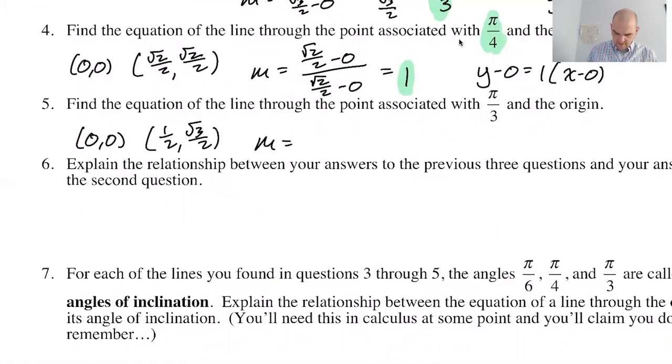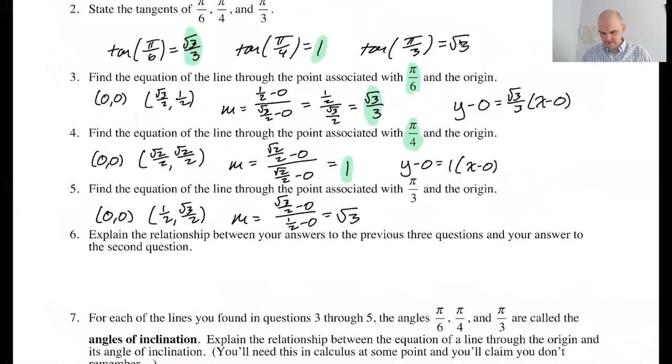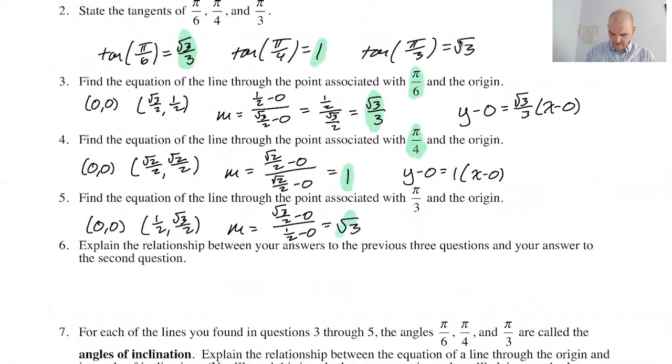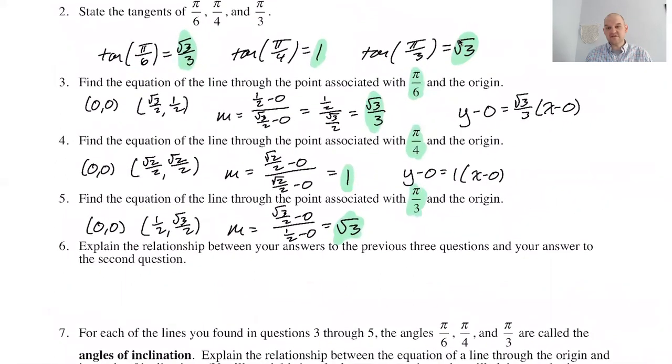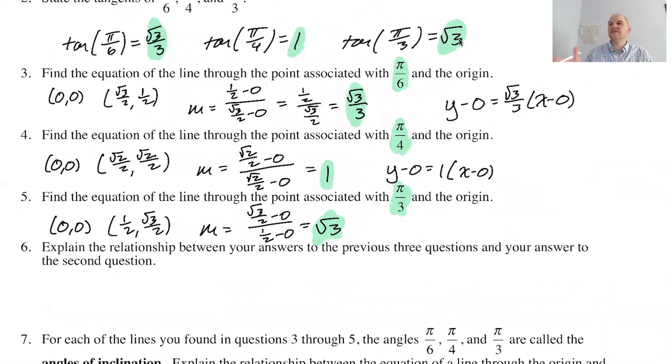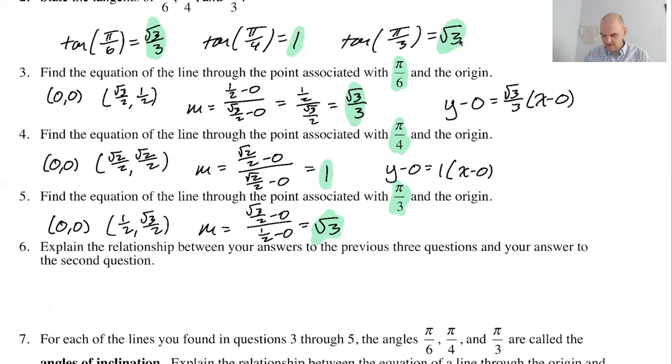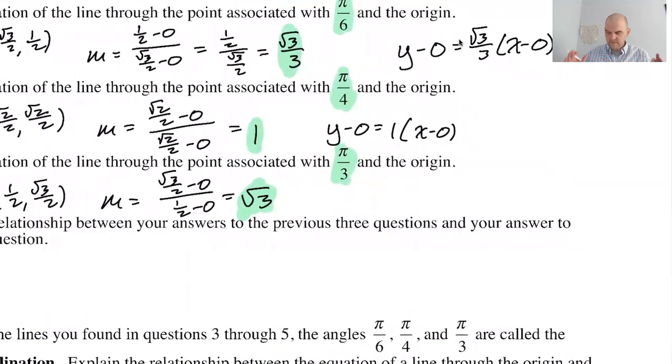So here, minus 0, 1/2 minus 0 gives me just root 3, which is exactly what I was expecting again. So I guess I'll highlight it again. Pi over 3. So we just get the tangent of the angle. So this means that if we know the angle that the line is forming with the x-axis, we can write the equation of the line, or at least the slope of that line, by taking the tangent of the angle. So that's a pretty cool thing.